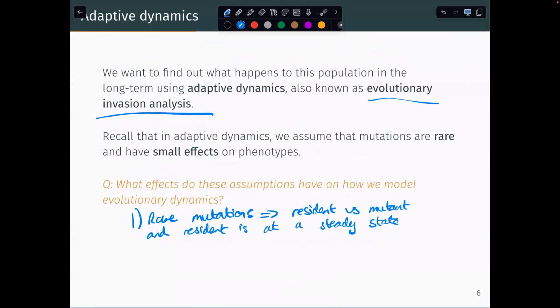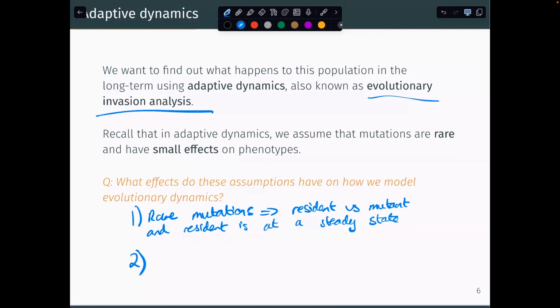We're not having to consider lots and lots of different phenotypes at the same time. We just consider one population, our resident, that has reached some steady state, and then assume that enough time has passed that it's reached a steady state before we introduce a rare mutation, and then see whether that mutation can invade and replace the resident that was there before. If so, then it becomes our new resident, and then we just repeat that process. But again, we would wait until that mutant reaches fixation and reaches a steady state before we introduce our next mutation. That simplifies the analysis greatly.